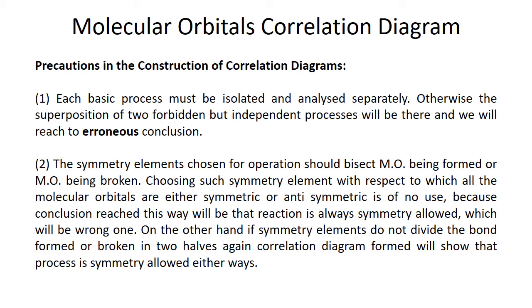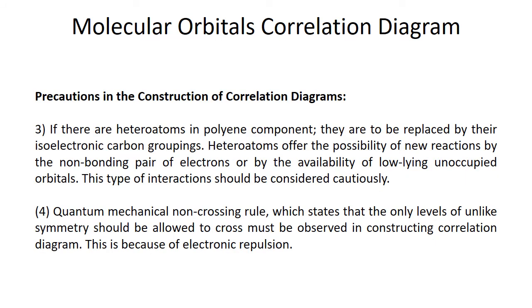So they say that if symmetry elements don't divide the bond formed or broken into two equal halves, you again get a correlation diagram which shows that the process is symmetrically allowed either way. So we have to be careful that we carry out these symmetry operations considering only the bonds being formed or broken, the ones that are very important for the reaction. And there are two more points.